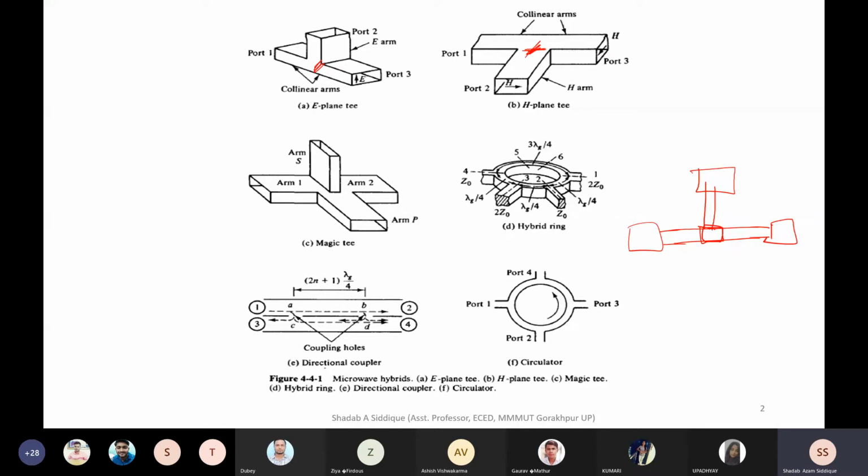So microwave junctions include waveguide Ts, such as E plane T, H plane T, magic T, and hybrid ring. The hybrid ring is also called the rat race T, the rat race circuit. Then the directional coupler and circulator. So we will see them one by one in detail.